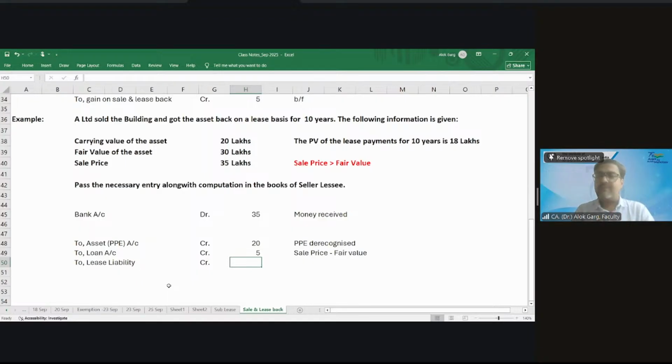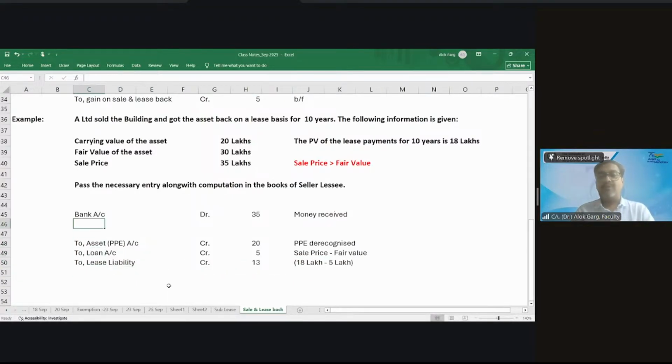Out of 18 lakh, 5 lakh is already classified into loan. It means the lease liability is technically 18 minus 5. Your lease liability is 13 lakh. It is 18 lakh minus 5 lakh. That's right, isn't it? Yes, sir, 18 lakh minus 5 lakh.